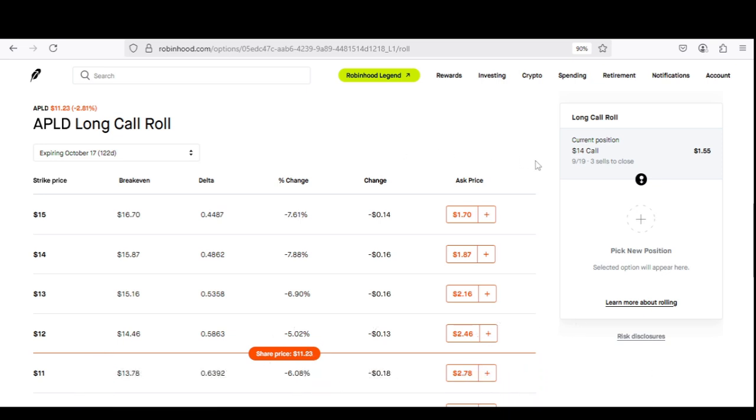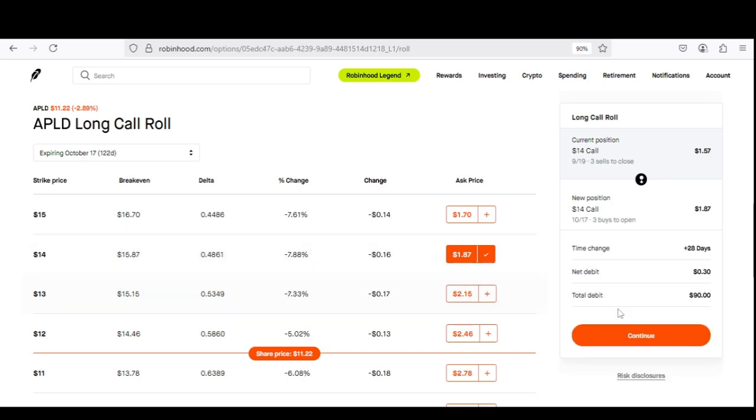Now, I'm going to go ahead and choose my new strike price, and let's choose the exact same strike price, which is going to be the $14 strike price. We're going to select it, and voila. So in this instance, if I were to roll this position, I would have to pay. The amount I'm going to have to pay is going to be $93.